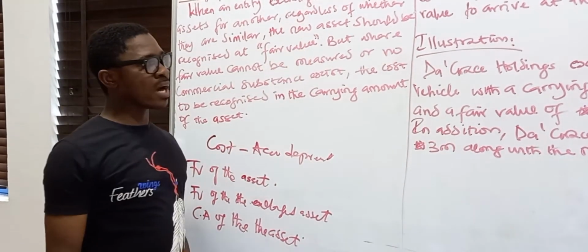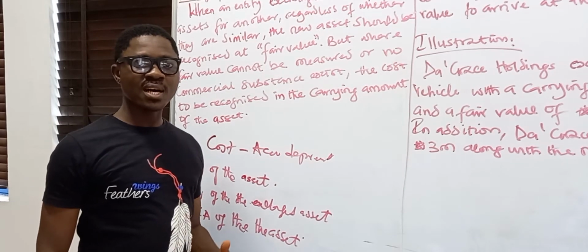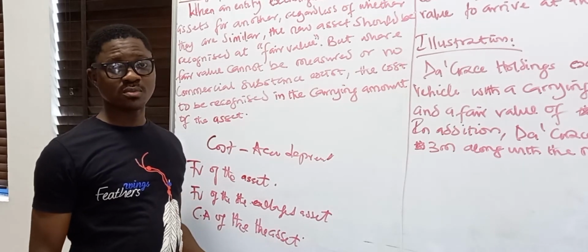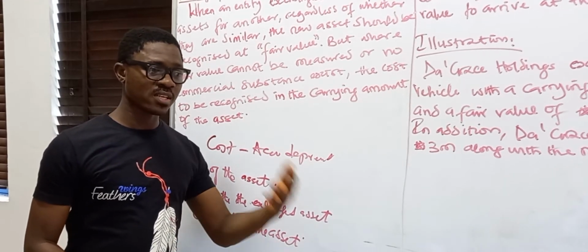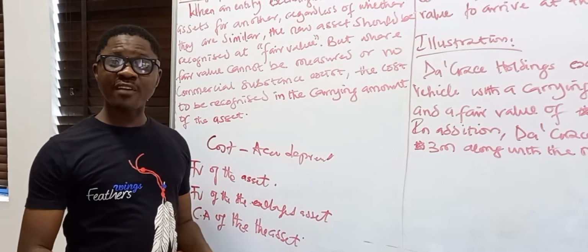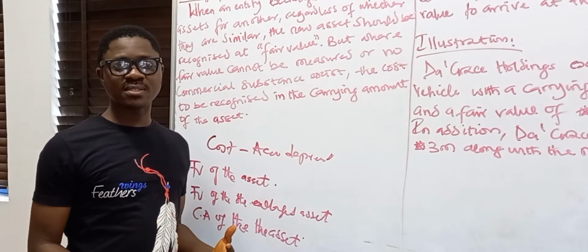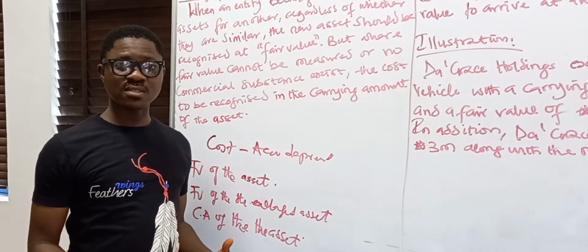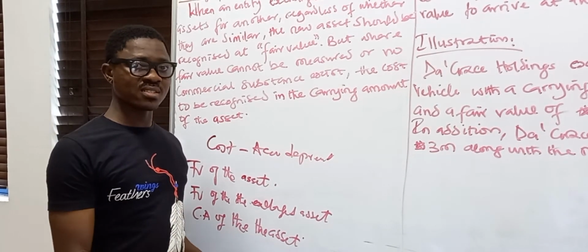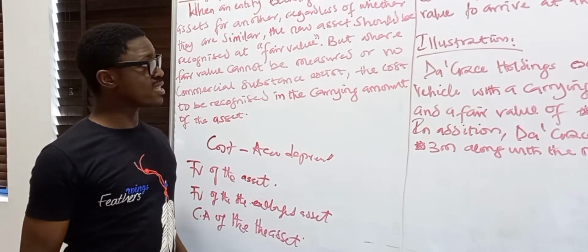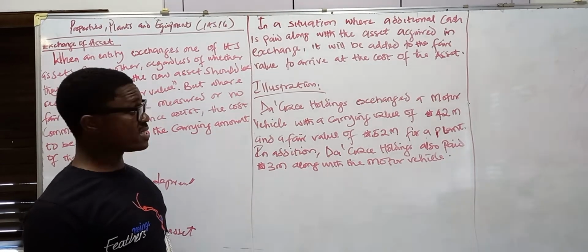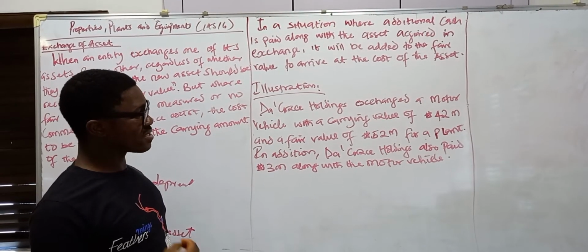Now, it can also happen that additional cash may be received or added to the fair value at initial recognition. Say, for example, you want to exchange a motor vehicle for an equipment. The fair value of the motor vehicle you want to collect can be more than the fair value of the asset you are exchanging. And the person can say that, okay, you need to add cash. In such a situation, the cash should be added to the fair value of the asset you are exchanging at initial recognition. Please take note. In a situation where additional cash is paid alongside the asset acquired in exchange, it will be added to the fair value to arrive at the cost of the asset.